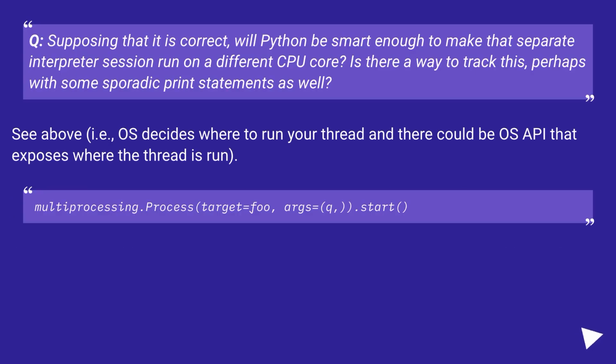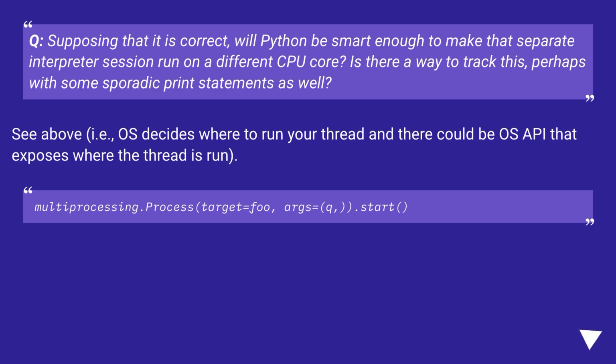Q. Supposing that it is correct, will Python be smart enough to make that separate interpreter session run on a different CPU core? Is there a way to track this, perhaps with some sporadic print statements as well? See above, i.e., OS decides where to run your thread, and there could be OS API that exposes where the thread is run.